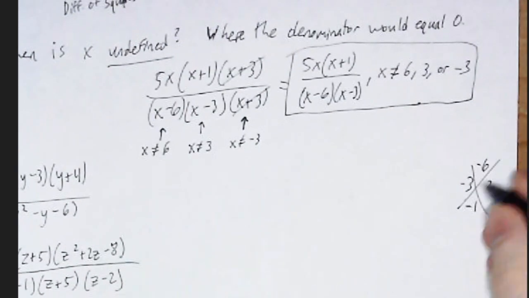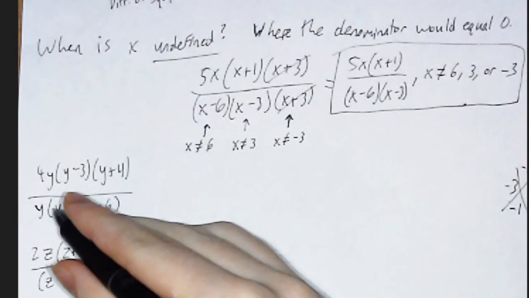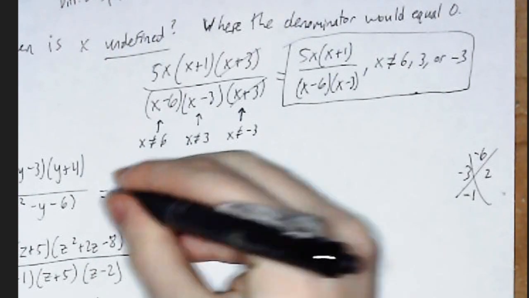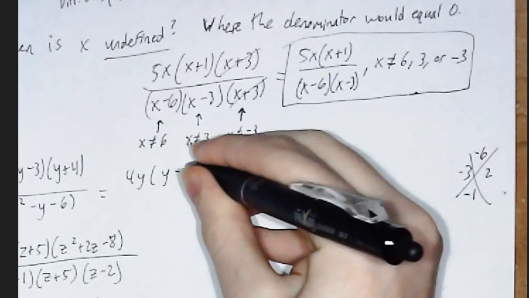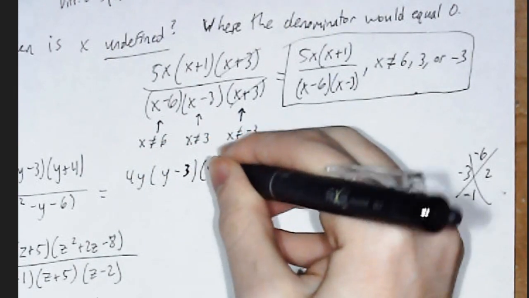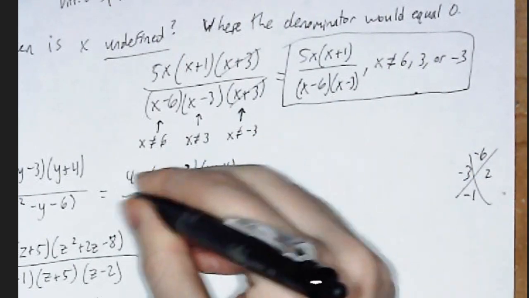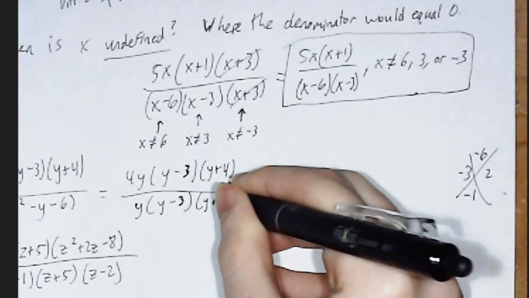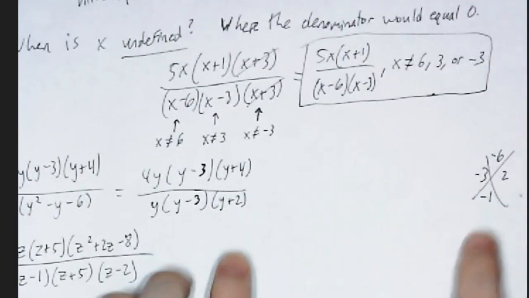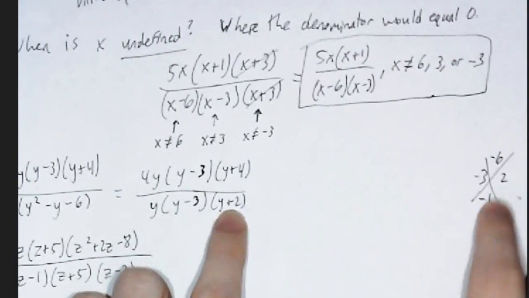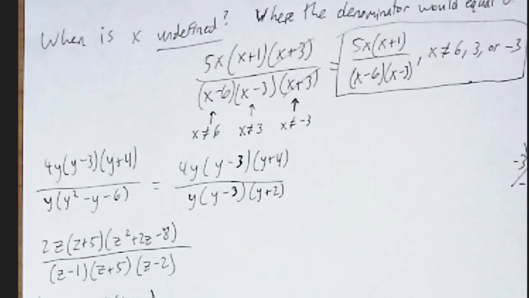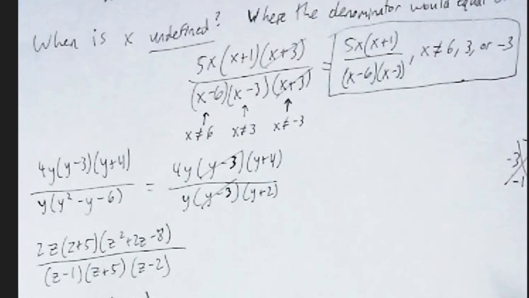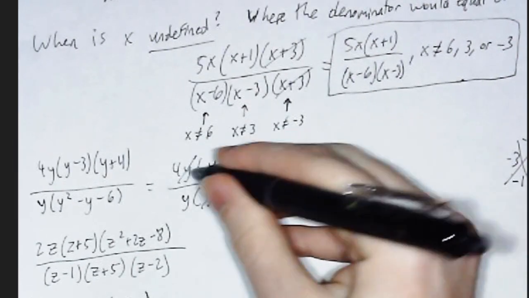So what that means is our 2 factors, because the coefficient here on y squared is 1, we don't have to split the middle term. So we get 4y, y minus 3, y plus 4, over y minus 3, y plus 2. That's where the 2 side numbers come in. And now, we can cancel 2 things. Not only can we cancel the y minus 3, we can also cancel the y's here out front.